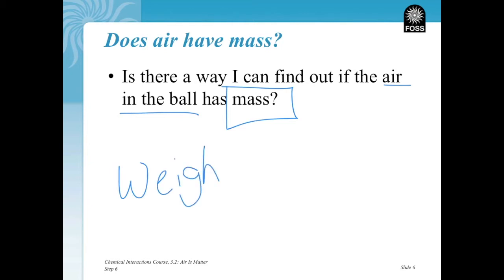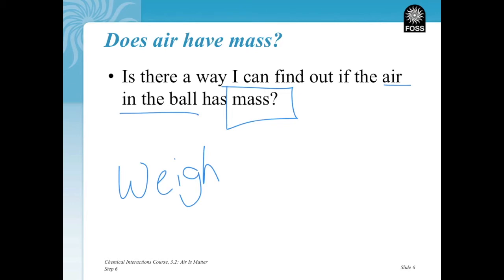Weight is gravity pulling on mass. So even if you go out in outer space, you may not have weight, but you do have mass. In this case, we're just using the terms interchangeably because here on Earth, they kind of are. Not to be technical, but your weight is determined by gravity pulling on your mass.